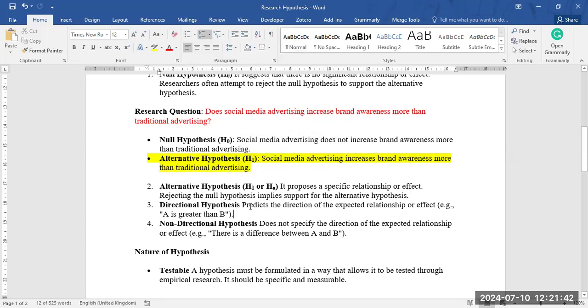So another one is the directional hypothesis. It predicts the direction of the expected relationship or effect: A is greater than B, right? A is greater than B. So here we can have some hypothesis and directional hypothesis to understand.